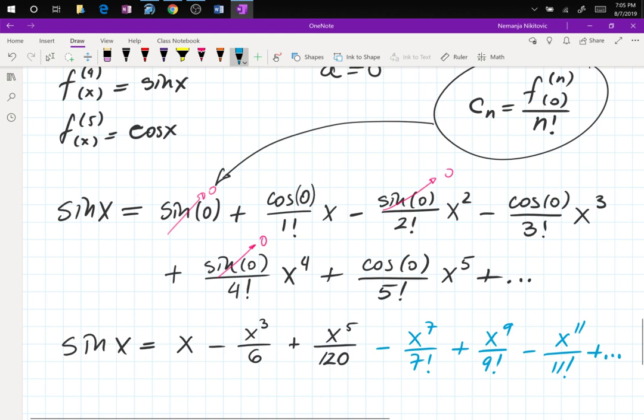What do you think is going to happen with cosine? It's going to have all even ones. So you're going to have x squared, and then x to the 4, and 6, and 8, and 10. And they're going to be all even. And that's why sine and cosine are odd function or even function. Look at our polynomial expansions.